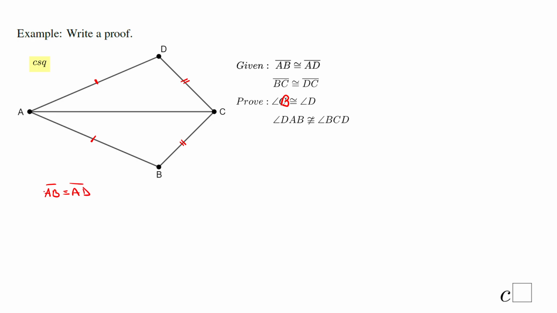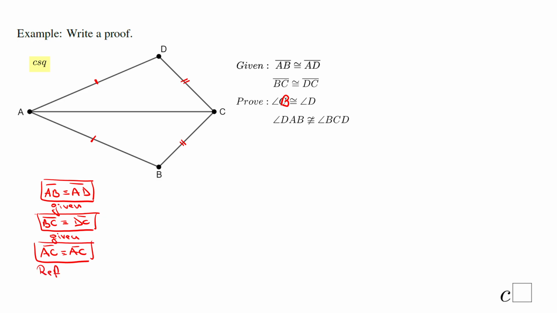When we notice, I already marked that AB is congruent to AD, and that is given, right? BC is congruent with DC, and that's also given. And then AC congruent with itself. We did that, I think this is the third time just in this lesson. And that is the reflexive property.